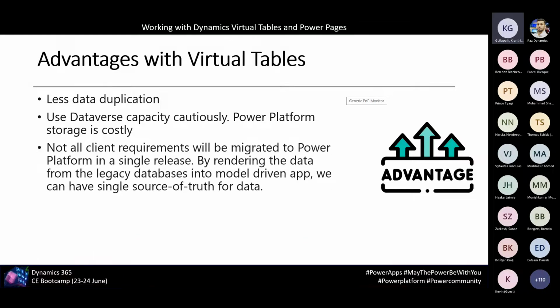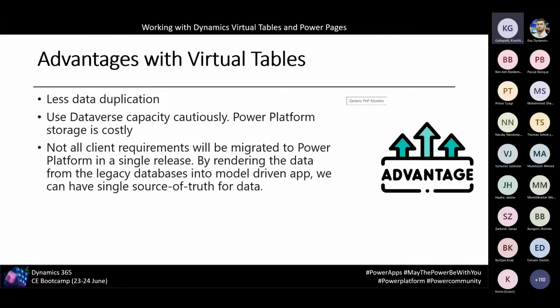Not all client requirements will be migrated into Power Platform in a single release, by rendering the data from legacy databases into a model-driven app. Whenever we get a requirement from the client for the first time, the client might have like 10 to 12 systems, and they are going to start the Power Apps transformation one by one. Whenever they are moving the first system, we should not push them like, OK, moving only one table will not get everything, we need to again move the other legacy system and again another legacy system. We should not push them immediately.